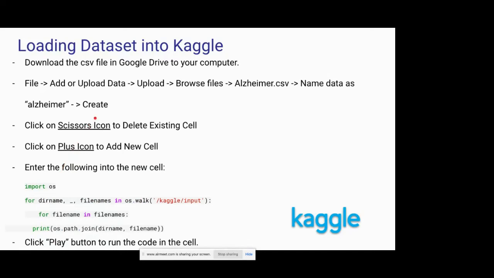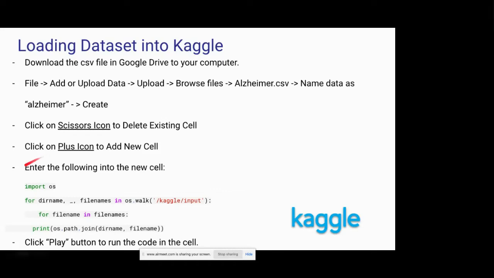Okay, once you upload your data into Kaggle, I'm going to show you two basic functions of your Kaggle notebook. One is the scissors icon. It's going to be on the top. Just click on the scissors icon to delete that. And then you're going to click on the plus icon to add a new cell.